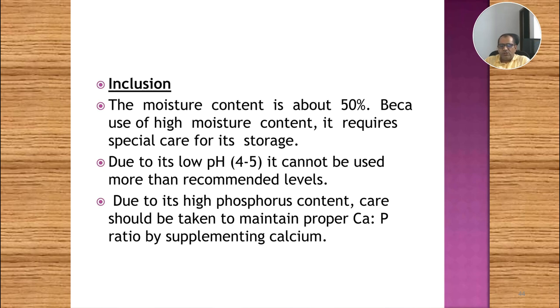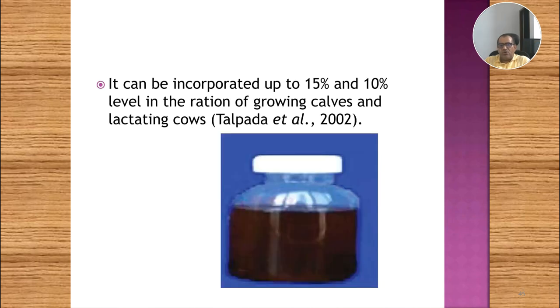So if it is fed more, it causes severe acidity, and it contains high phosphorus content. Care should be taken to maintain the calcium and phosphorus ratio. So it can be incorporated up to 15 to 10% level in the ration, just like the molasses, especially in growing cows and lactating cows.